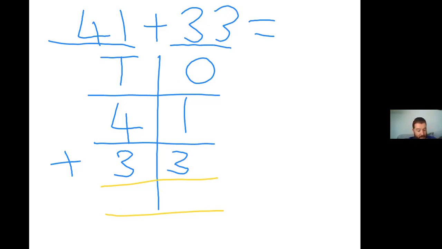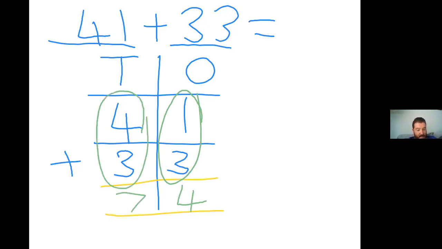We add the ones first. 1 add 3 is 4. Add the tens second. 4 tens add 3 tens is 7 tens. So the answer is 74.